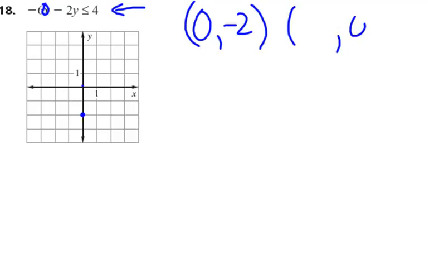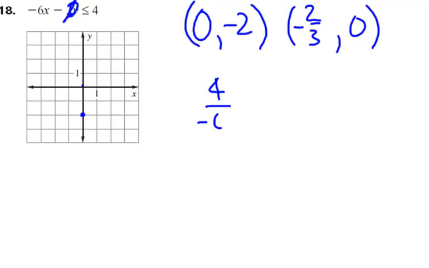Next thing I'm going to do is put in a 0 for y. When I put in the 0 for y, this whole term disappears, and I get negative 6x is less than or equal to 4. If I divide both sides by negative 6, I'm going to get negative 2/3 if I simplify, because I'm going to get 4 over negative 6, and that's going to reduce to negative 2/3. That's where that number came from. So I put this spot on, which is negative 2/3, let's say right there, and 0. And now I've got 2 points that I can draw my line from, and I draw the line.